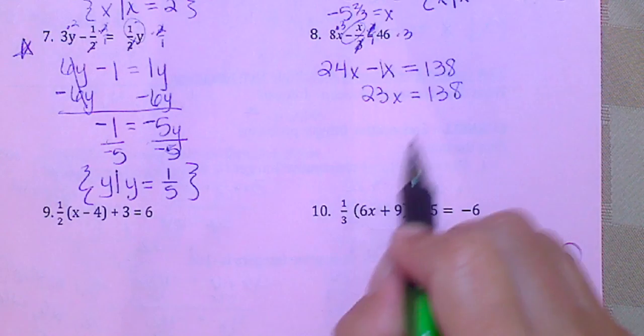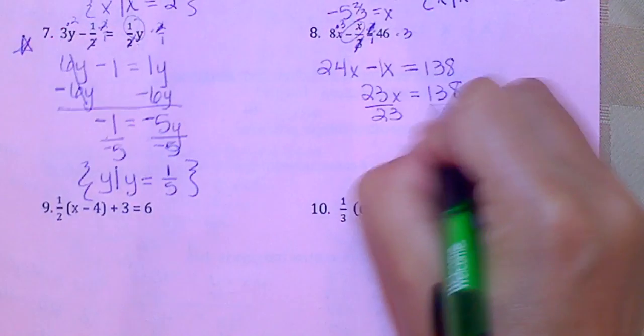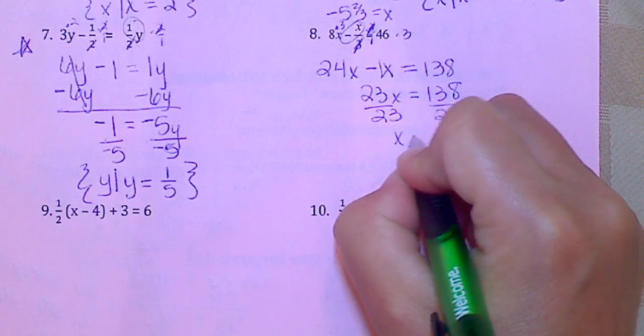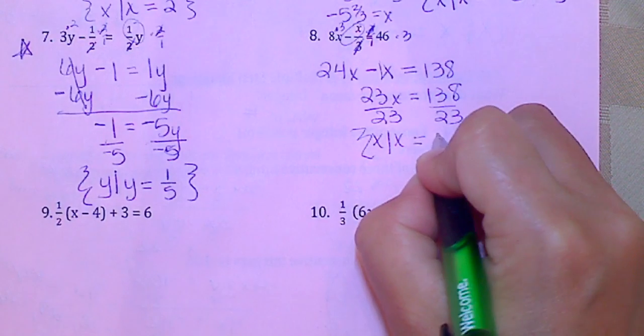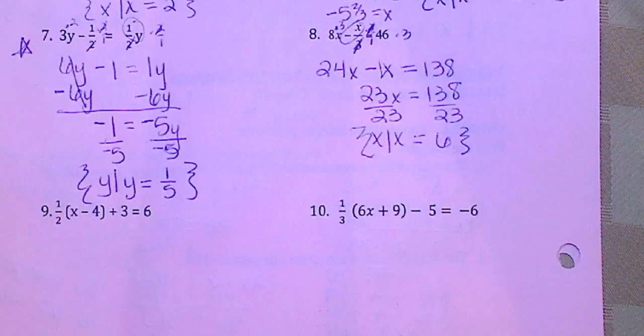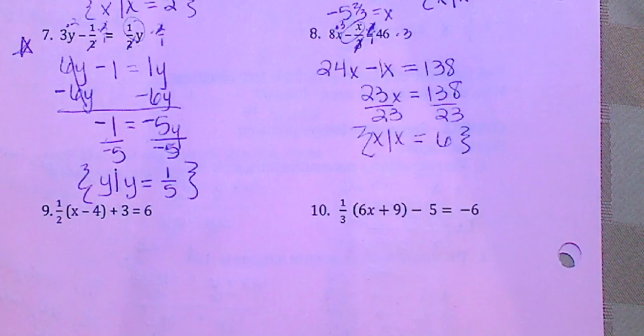And then we need to get x alone. So instead of multiplying by 23, we'll divide both sides by 23. And we get x equals 6. That one is a two-step equation, I guess. But it's kind of a different type of two-step because you have to combine like terms. So that's why it's here and not on the previous day.